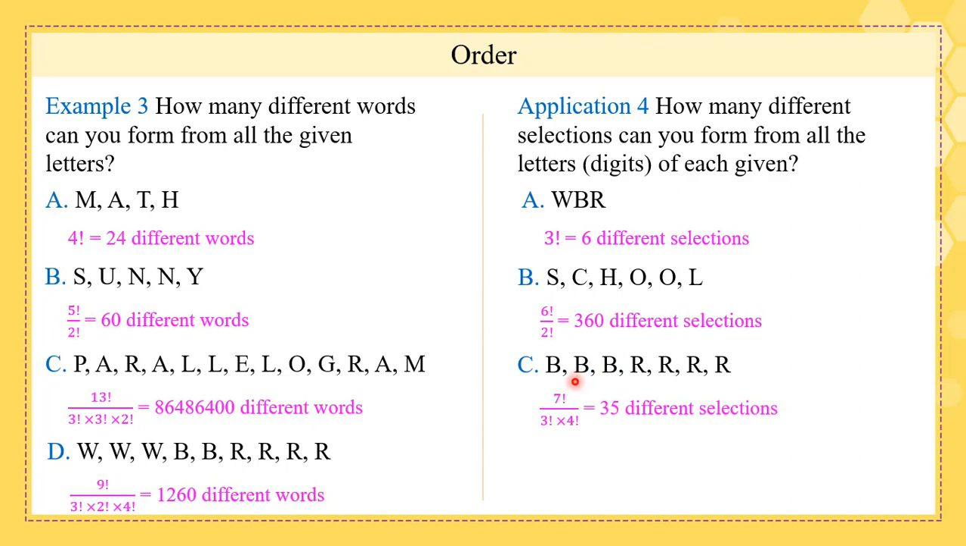Now this case, well, here we have 7 letters, 3 B's and 4 R's, so this is what we get. And the last case, here we have 9 digits. This is 9 factorial. 1 is repeated twice, 3 is repeated 3 times, and 4 is repeated twice, and this is what we get.